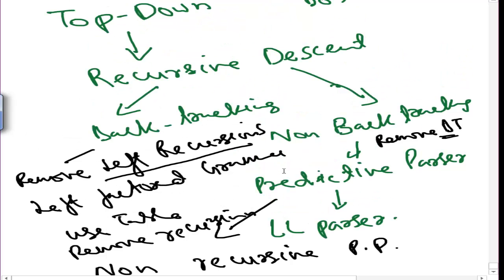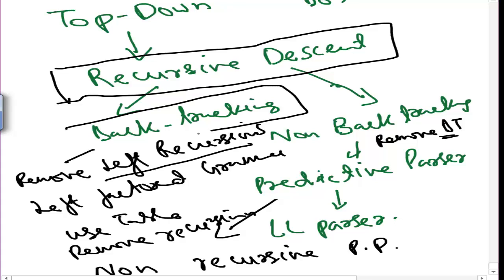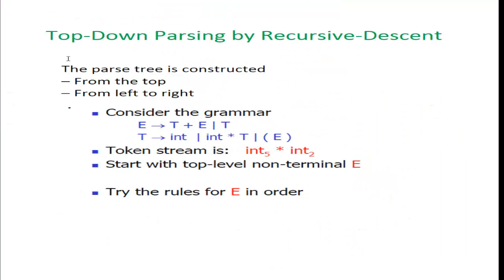Let's first take up the recursive descent in top-down parsing. What is recursive descent, and what is backtracking? Then we talk about left recursion, and we try to remove it. So first these three things: recursive descent, what backtracking is and why we have backtracking in it, and then what left recursion is. Now let's talk about top-down parsing by recursive descent.